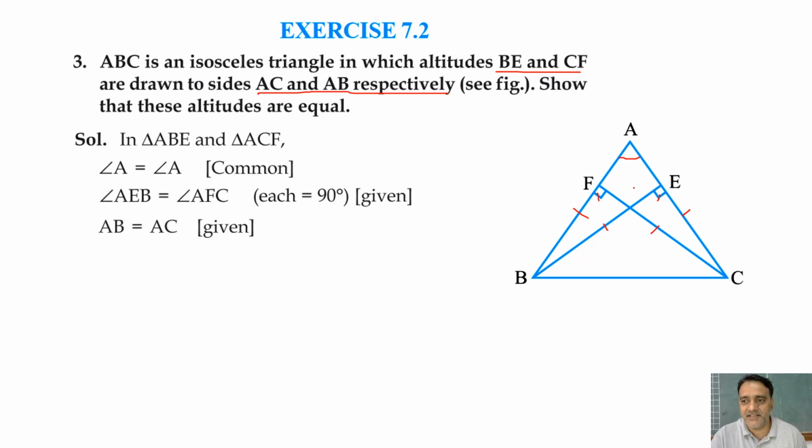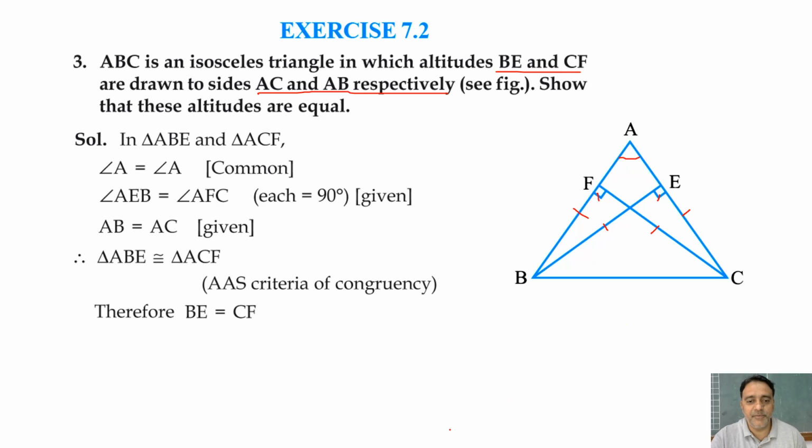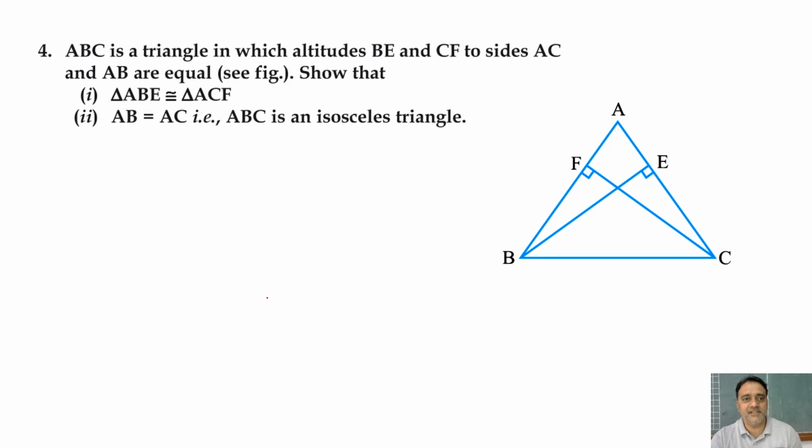So these two triangles are congruent by which criteria? Angle side. Angle side. Very good. So therefore BE is equal to CF by CPCT, right. So any doubt in this question? No, sir. Right, we'll see the fourth question now.